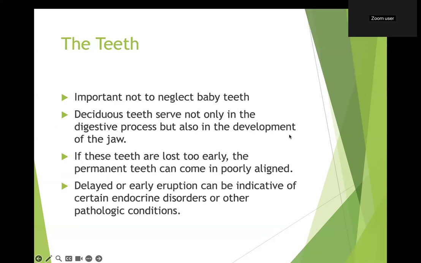All right, so teeth. It's important not to neglect baby teeth. These baby teeth serve not only in the digestive process, but also in the development of the jaw structure. If the teeth are lost too early, the permanent teeth can come in poorly aligned. Delayed and early eruption of baby teeth can be indicative of certain endocrine disorders or pathologic conditions, so just keep an eye on that.